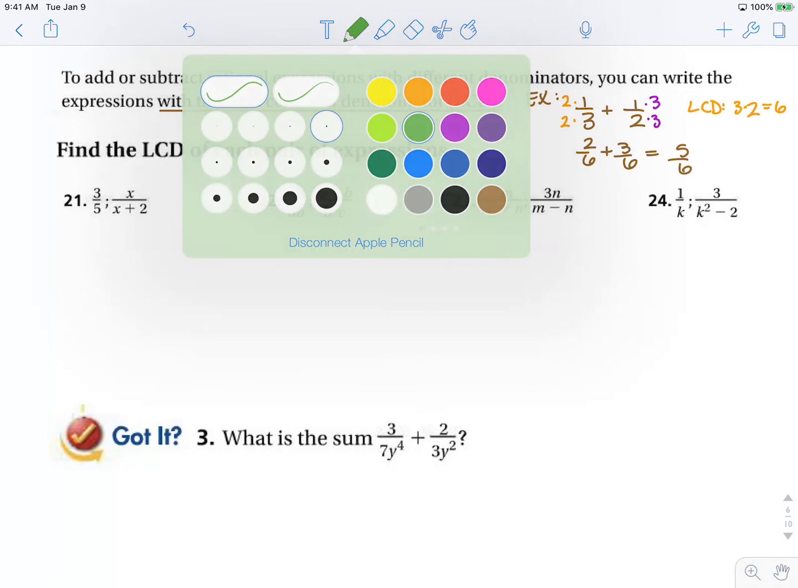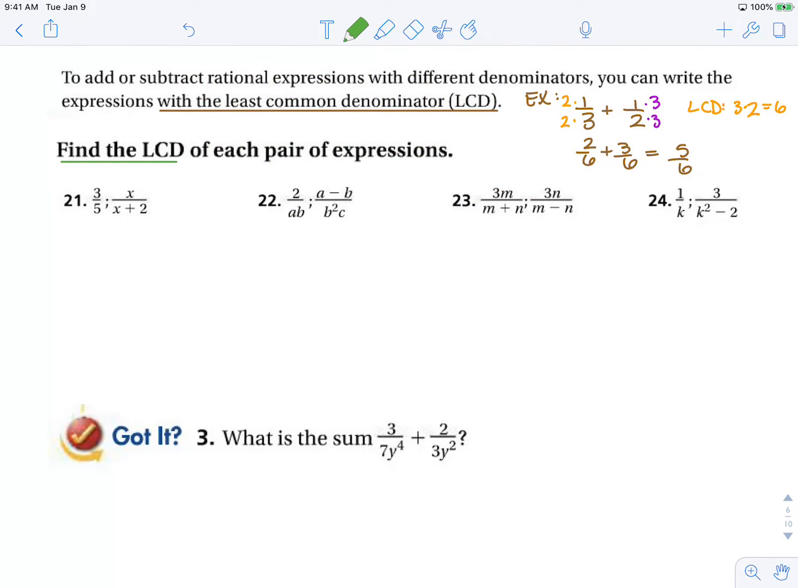So now in this example here, all they want us to do is find the least common denominator. We're not combining these fractions yet. So if I look at this denominator, it has a factor of 5. This denominator has a factor of x plus 2. So the least common denominator is just going to be a combination of those two separate factors being multiplied, just like we did 2 times 3 over here to make a common denominator of 6.